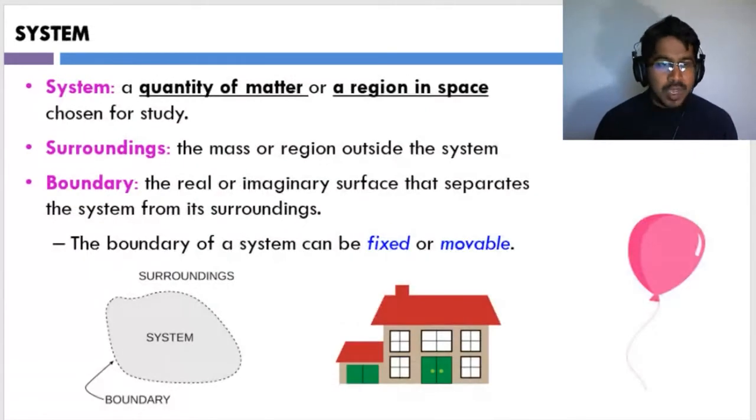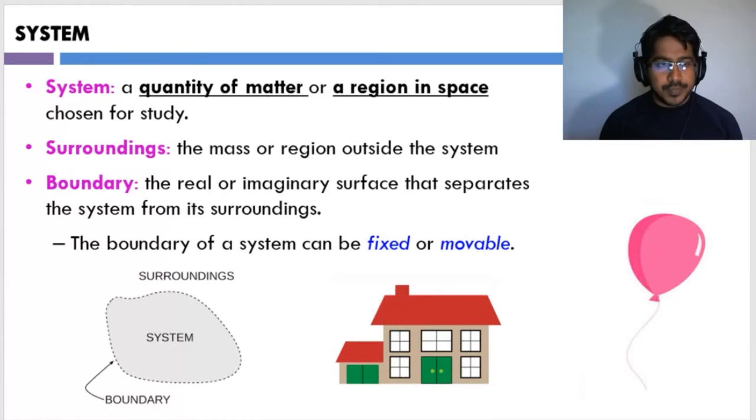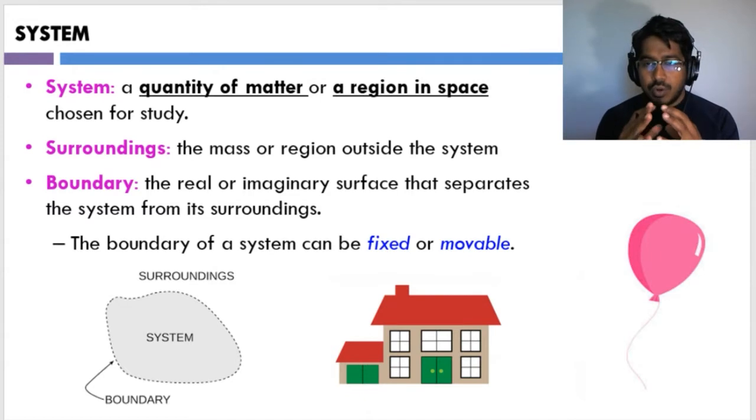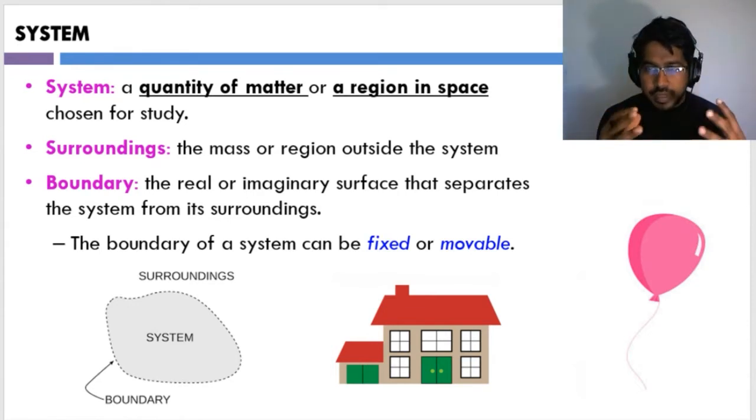Okay, all right, now let's look into the definition of system. System: a quantity of matter or a region in space chosen for study, right? So all of you came very close with the quantity of matter. When we say a combination of particles or bodies, it says quantity of matter, right? So we can take 1 kilogram of sugar or something like that and say, okay, this is it, and we are going to evaluate.